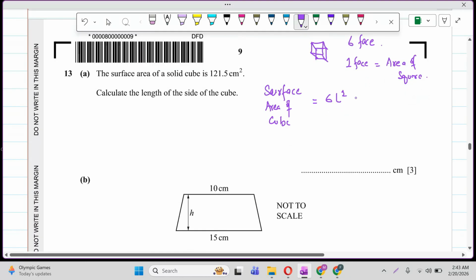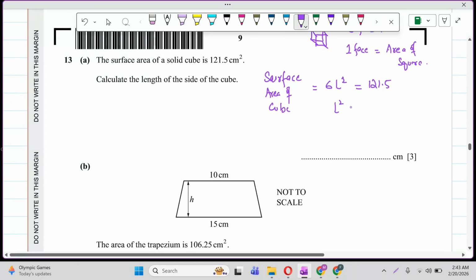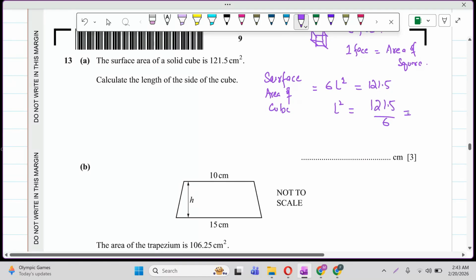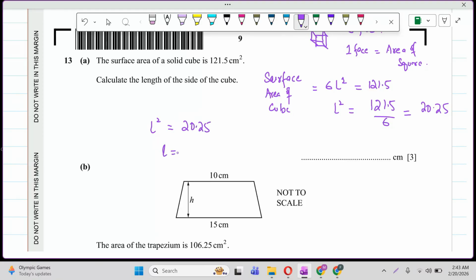Okay, and the surface area is given, which is 121.5. So length squared is equal to 121.5 over 6, and this one is equal to 20.25. So we have length squared is equal to 20.25. Square root both sides, we will have length is equal to square root of 20.25, and this one is equal to 4.5. So we have the length of the side, which is 4.5 centimeters.